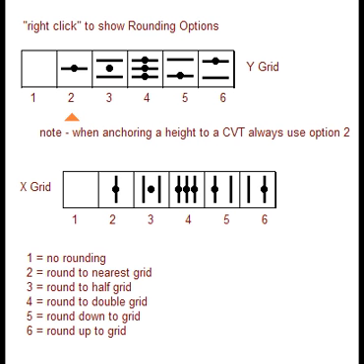The first option, No Rounding, will not move the control point on the grid. The second option, Round to Nearest Grid, is used when we anchor to a height CVT. The third and fourth options, Round to Half Grid and Round to Double Grid, are used when interpolating a point. Round down to grid will round the point down to the nearest grid, and round up will round the point up to the nearest grid. We will further review these rounding options later in this tutorial.